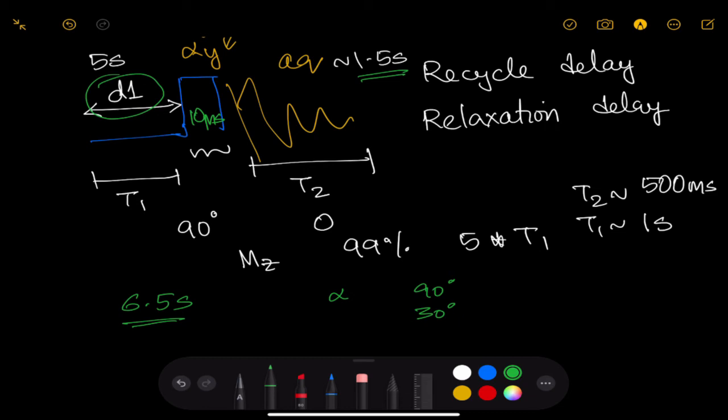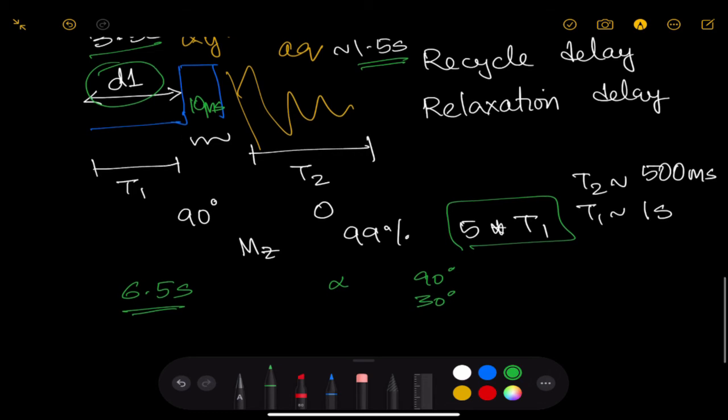So in reality, although we said this has to be 5 seconds, a smart person would set the relaxation delay for this experiment as 3.5 seconds, because the sum of 3.5 and 1.5 seconds would be 5 seconds, which would be 5 times T2 for this example. Without going into further details here, I'm stopping it right there.